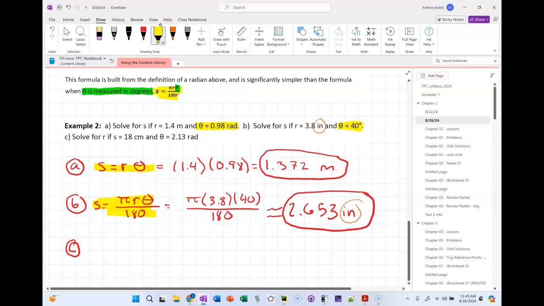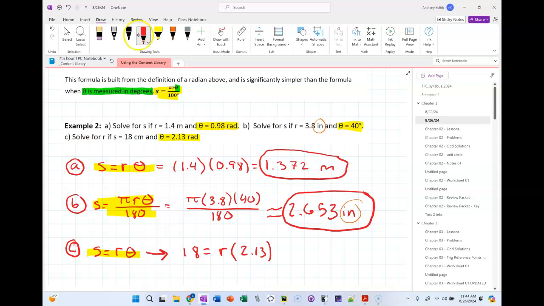Last example, so it says solve for r. Notice we're looking for a different variable. If s is 18 centimeters and theta is 2.31 radians. So since it's radians, I know I'm going to be using the radian formula. And then let's plug some stuff in. So s is 18. R is what I'm looking for. And theta is 2.13.